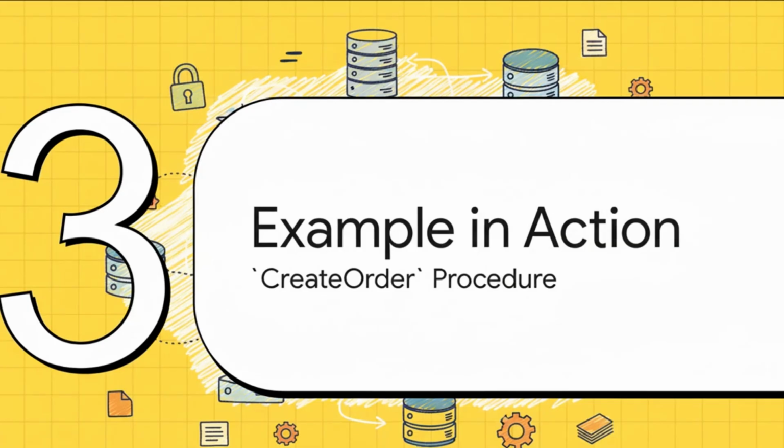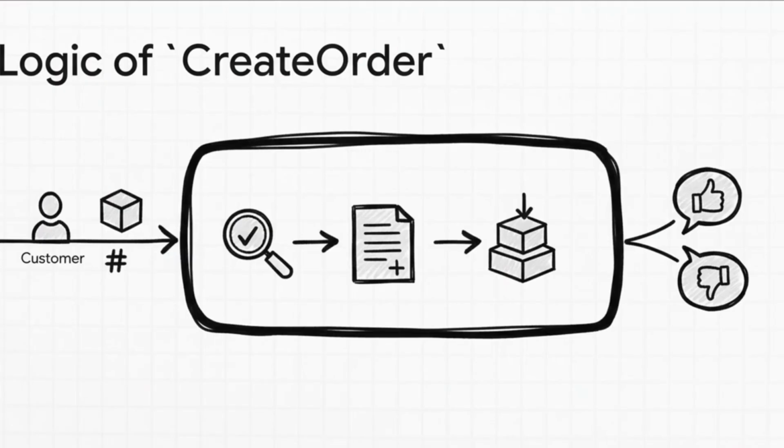Okay, enough theory. Let's see how this stuff actually works in the real world. We're going to take a look at a super common example: creating an order. And we're going to break down a procedure called create order. Now, before we even touch any code, let's just trace the logic here. This single procedure is going to handle the entire process. It takes in the customer, product, and quantity. It makes sure they're valid. It creates the order. It updates the inventory. And then it reports back on whether it worked or not, all in one go.